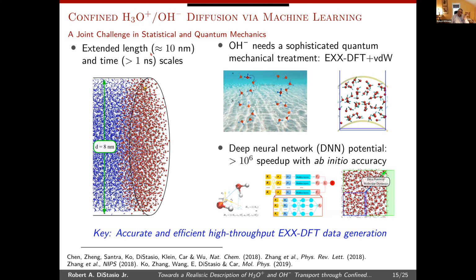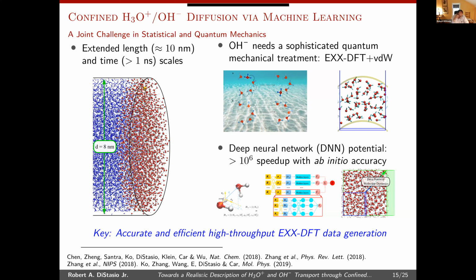And again, the way we're going to deal with it is using the method developed by Linfeng and Roberto and Weinan E, this DPMD method, right? So we're going to do a deep neural network potential, again, which offers us something like a 1,000,000-fold speed up with ab initio accuracy. Now, the crux of that is, again, some of the points that Linfeng just made, is that we need black box, robust, accurate, and efficient high throughput data generation. And I want to do that at the higher rungs of DFT.